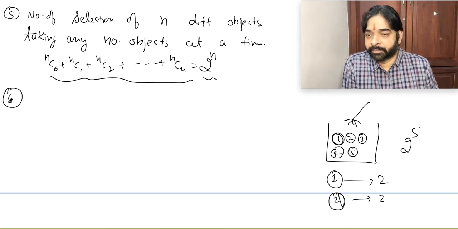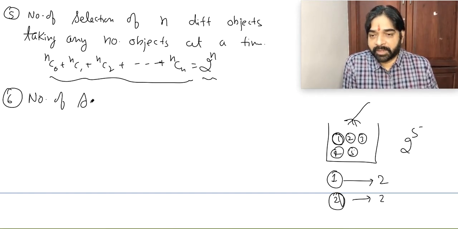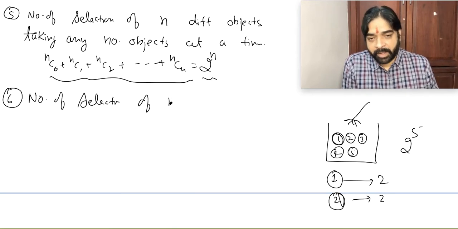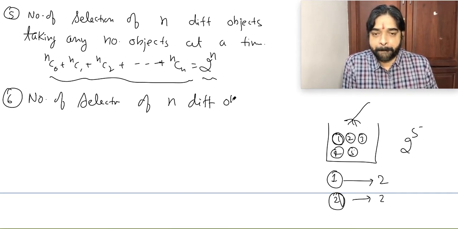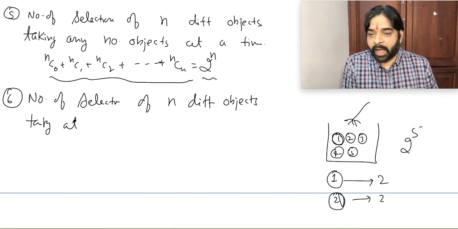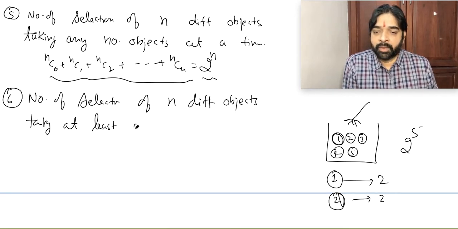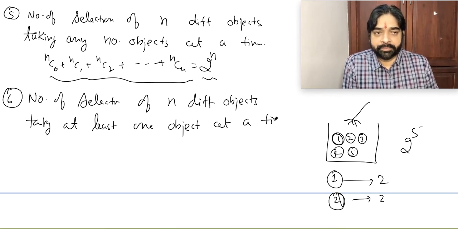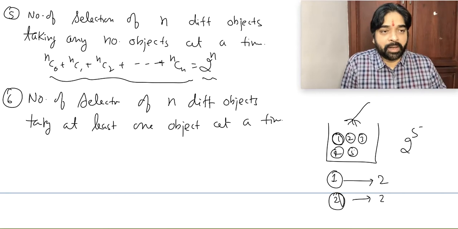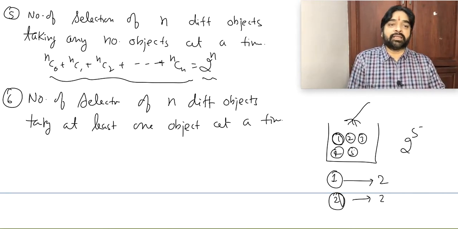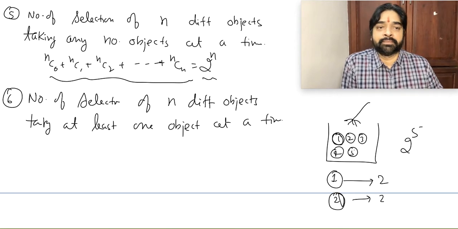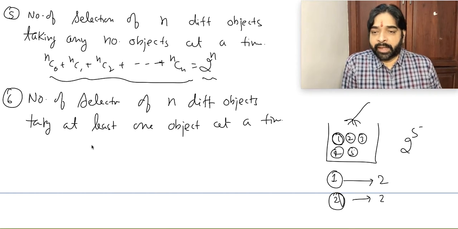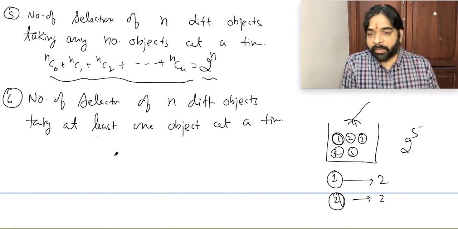Next one. Number of selections of n different objects taking at least one object at a time. Taking at least one object at a time. You can easily give the answer of this question. There is no problem. Taking at least one object at a time. What will be the answer?